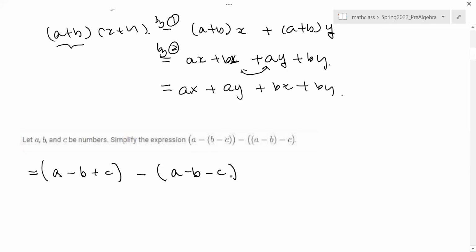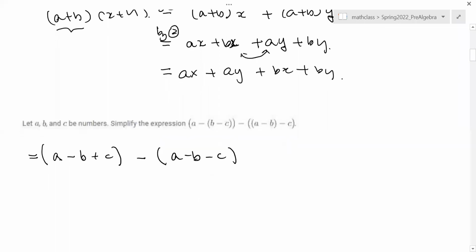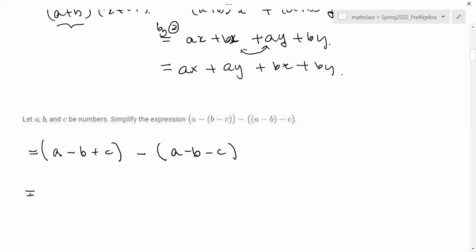You remove the parentheses inside the parentheses first, okay? Second, you remove this bigger parenthesis, and you remove this bigger parenthesis. Can you do that? And don't forget the sign. So here, the first one, you just remove the parenthesis without any problems.